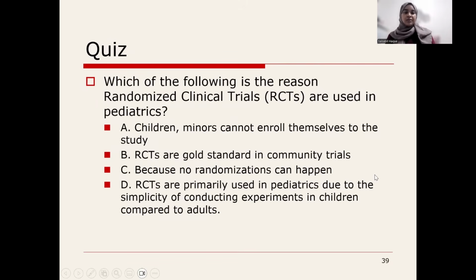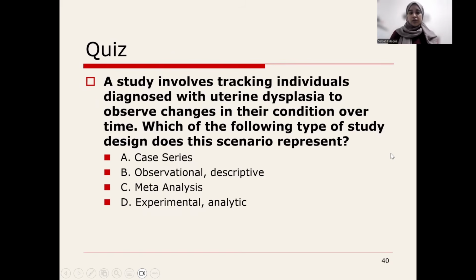Okay, which of the following is the reason randomized controlled trials are used in pediatrics? So the answer here is going to be B. RCTs are the gold standard, as I mentioned.